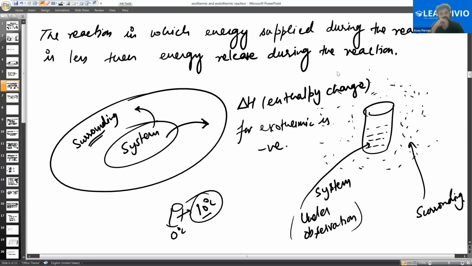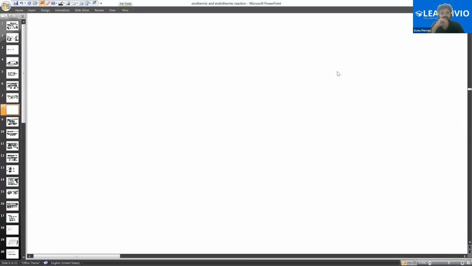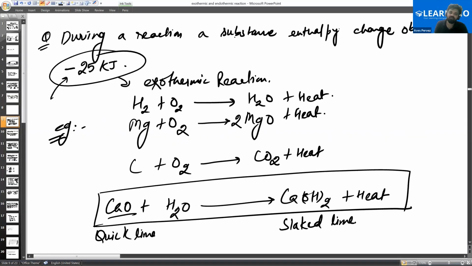Like for example, during a reaction, the enthalpy is observed as minus 25 kilojoule. So what does it mean? It means that it is an exothermic reaction. Minus 25 kilojoule indicates that it is an exothermic reaction. Like for example, H2 plus O2 gives you H2O with a release of heat. Magnesium burnt in air gives you magnesium oxide. Carbon plus oxygen gives you carbon dioxide.